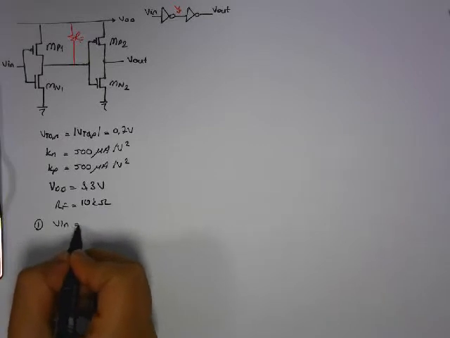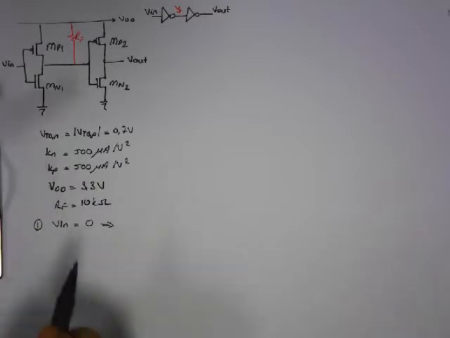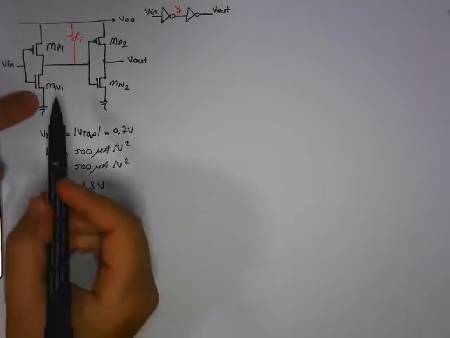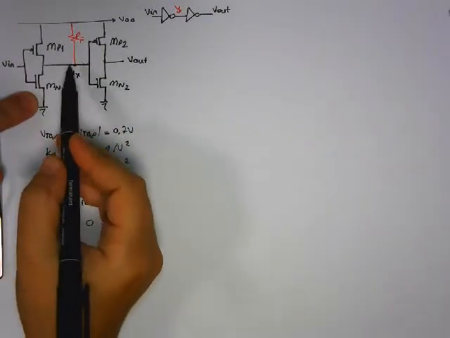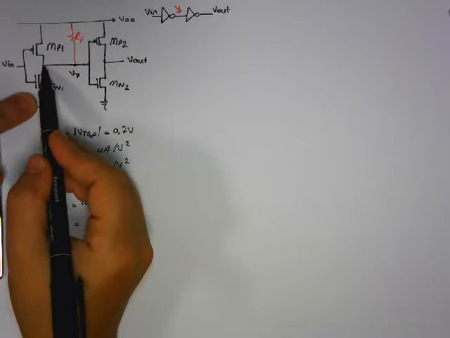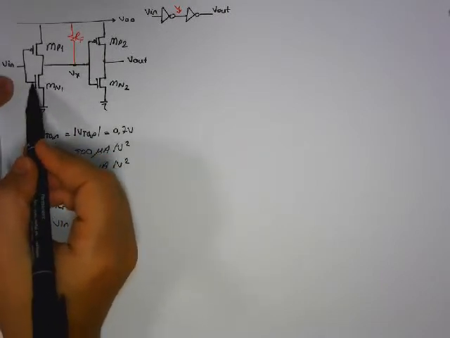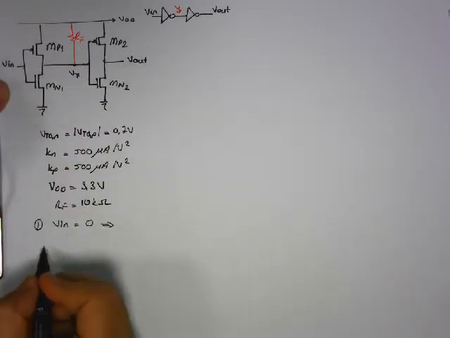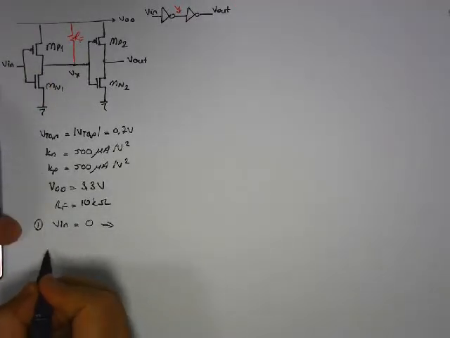First, when V in is equal to 0, then this NMOS here will be off. Why? Because whatever this point's voltage is, let's call it Vx, since the gate voltage of this NMOS is 0, it won't be conducting. Let's draw the new circuit with NMOS off.